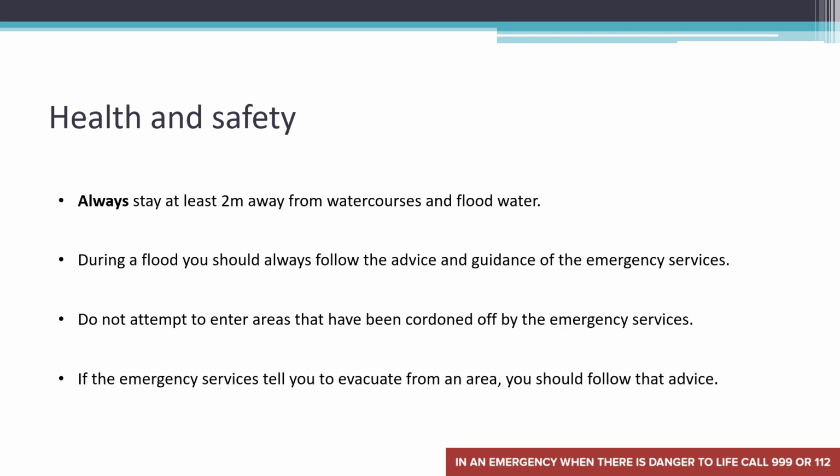There are a few health and safety considerations that must be considered whilst undertaking activities as a part of this role. These will be covered over the next 2 slides. Always stay at least 2 metres away from the edge of watercourses and floodwater. During a flood, make sure that you follow the advice and guidance of the emergency services. Do not enter areas that have been cordoned off by the emergency services. If the emergency services tell you to evacuate, you should follow that advice. In an emergency, when there is danger to life, always call 999.